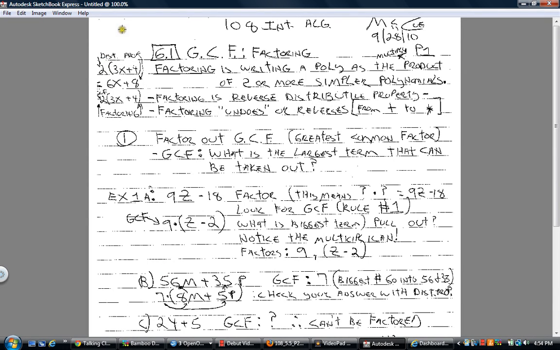Welcome to Chapter 6 on factoring, and we are going to go ahead and tackle 6.1, the first section of it, and we'll take care of that first page.